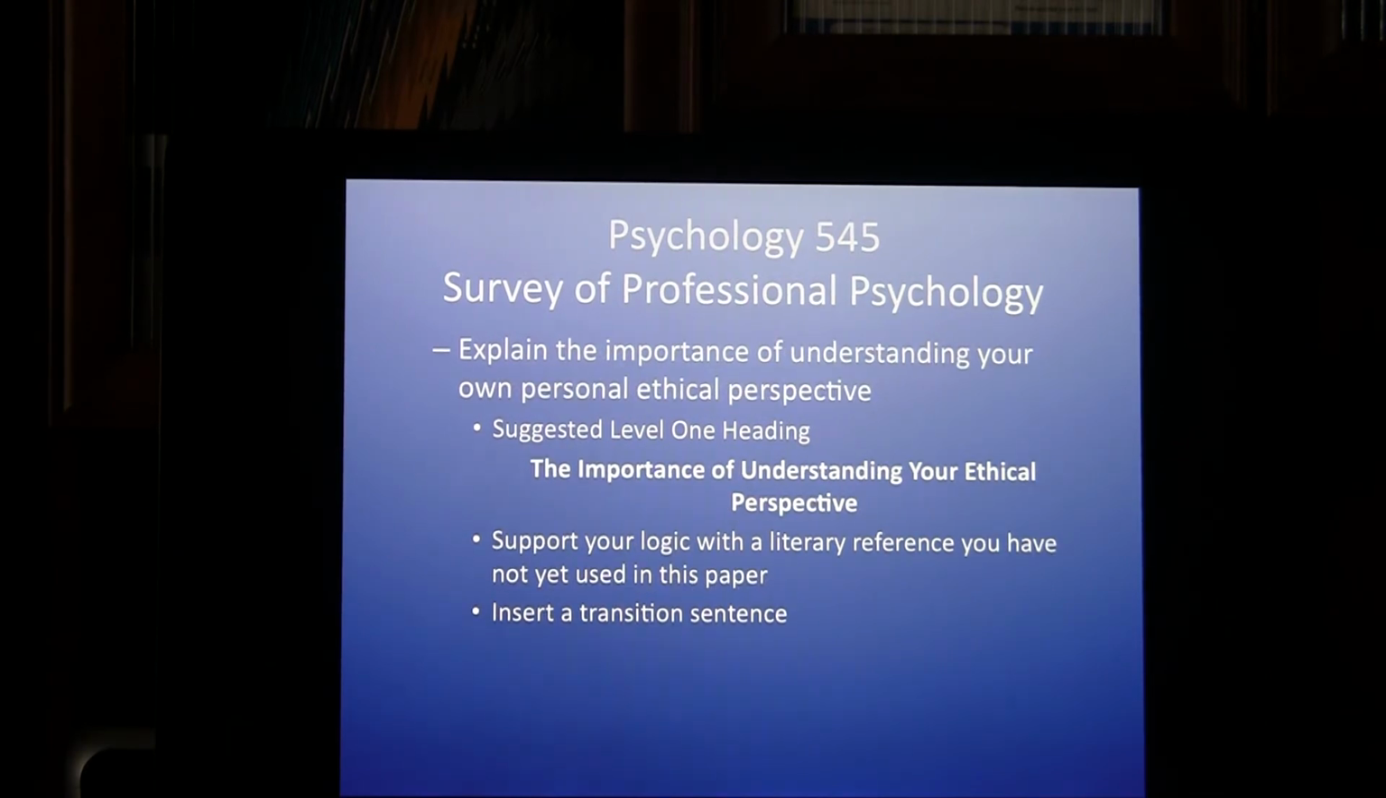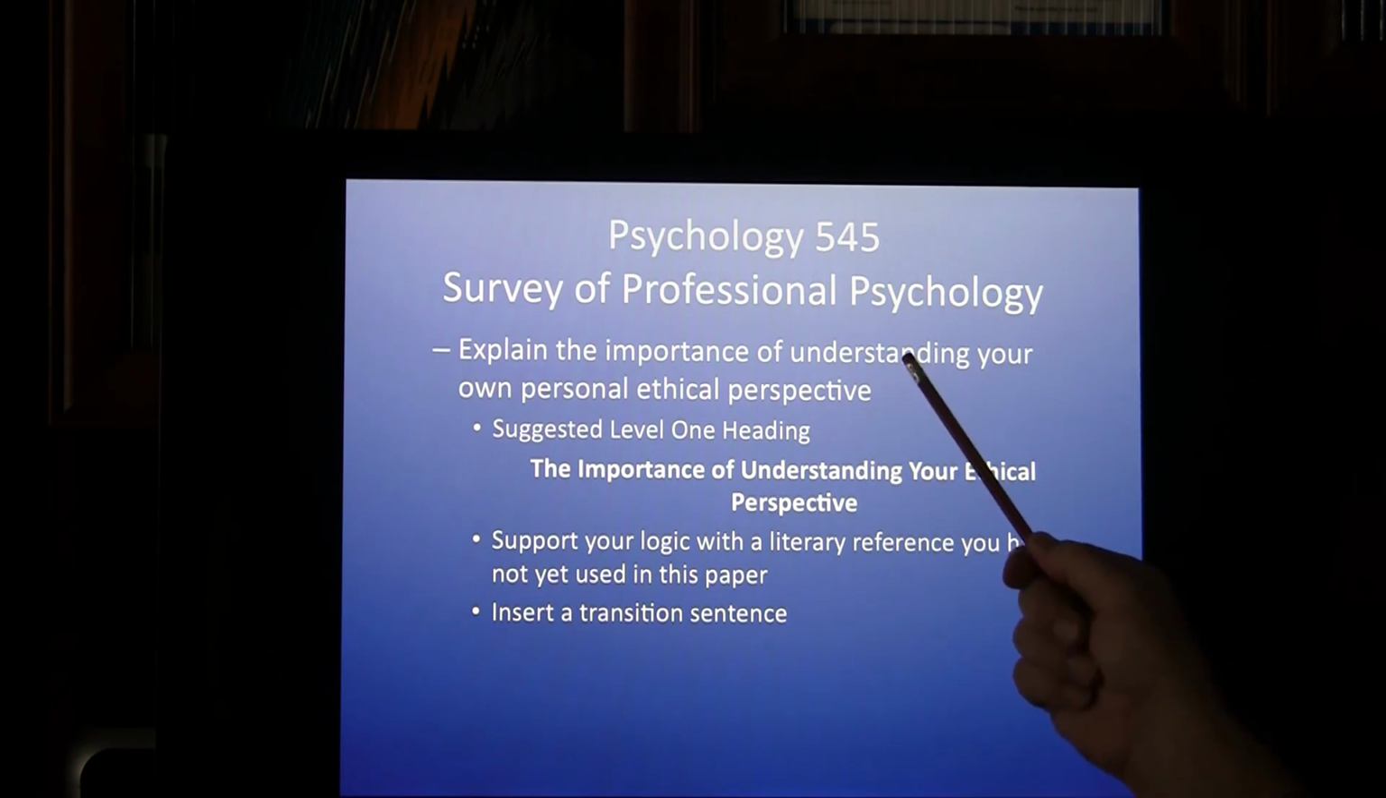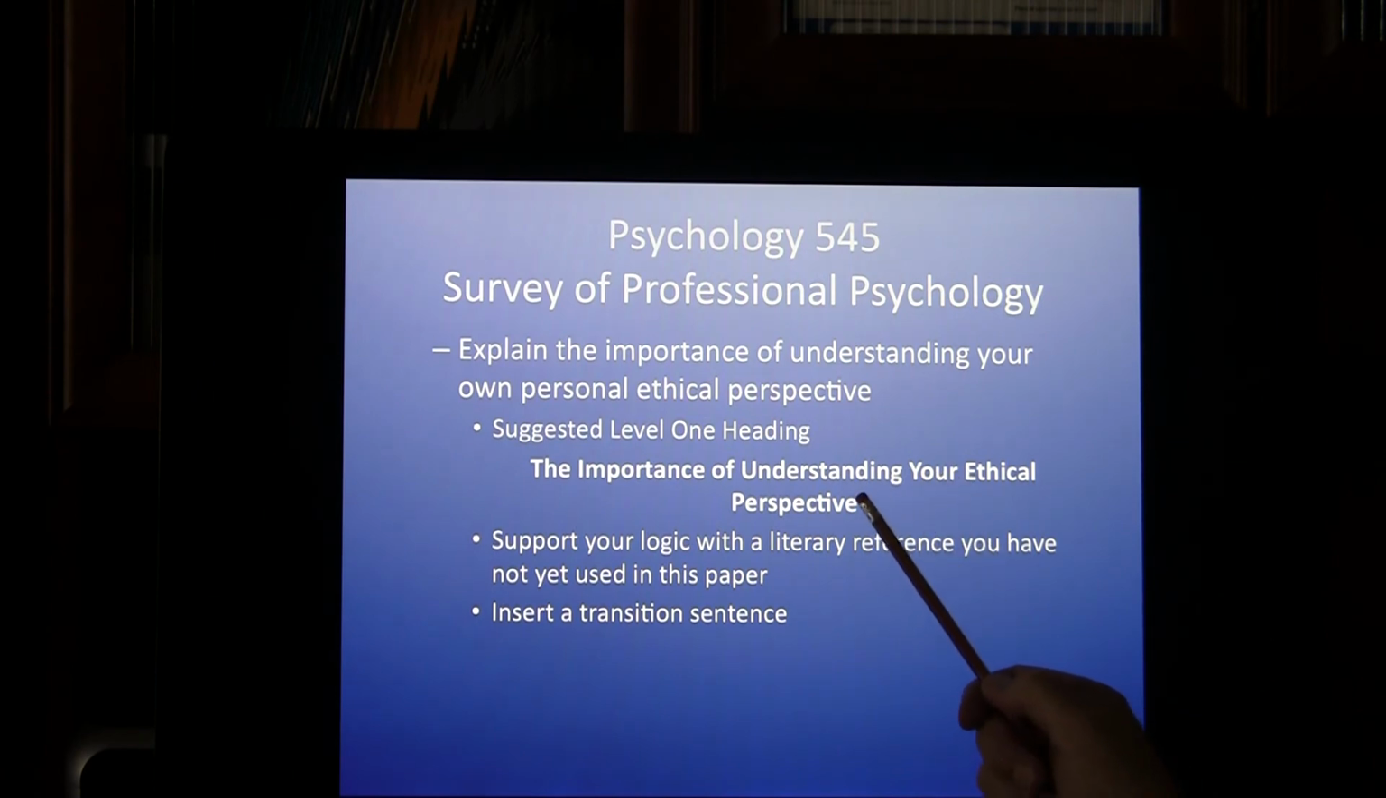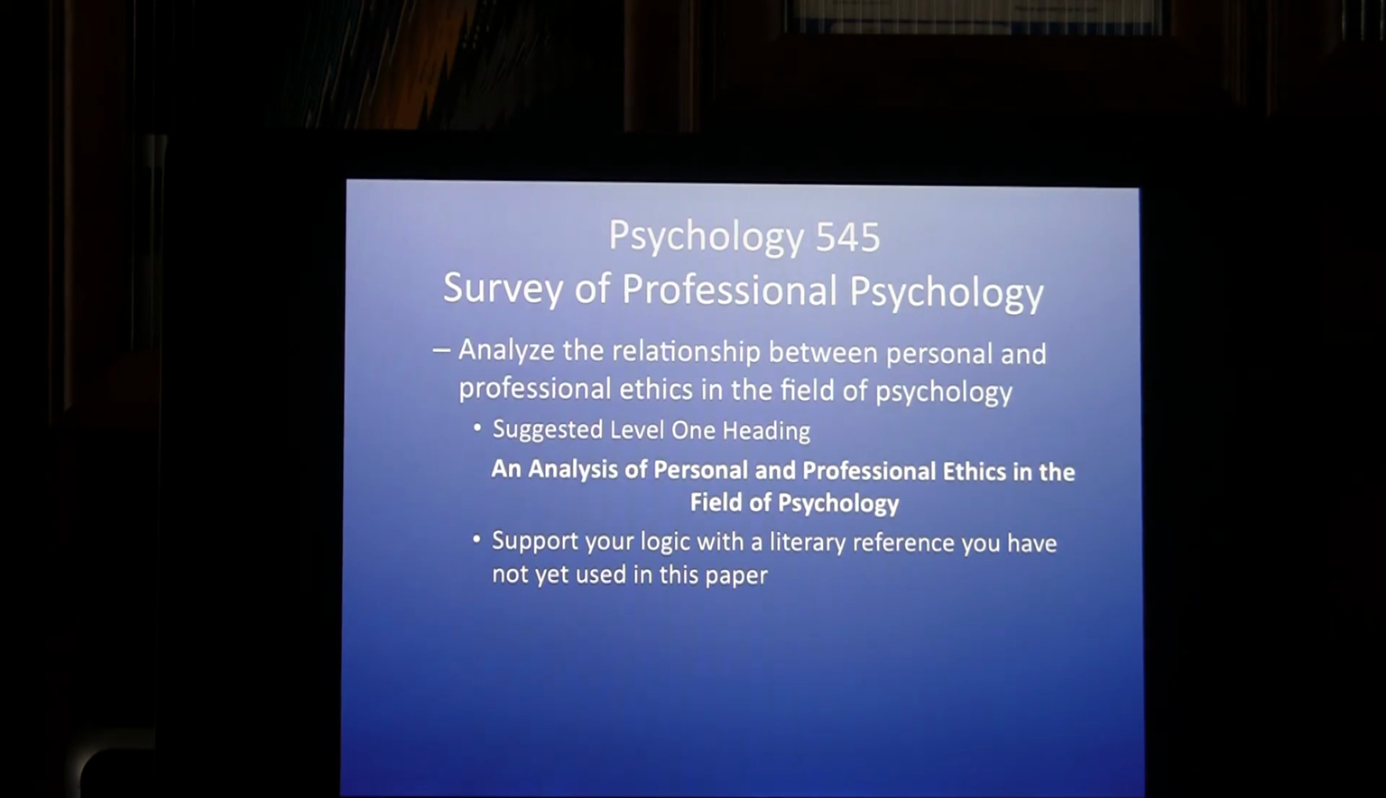The next objective reads, explain the importance of understanding your own personal ethics perspective. Here's again a level 1 heading, The Importance of Understanding My Ethical Perspective, directly from the objective for the paper, double-spaced, mixture of capitalized and lowercase letters, bold, no period. Now, what I need you to do also is to use a literary reference that you haven't used so far in the paper. So don't use the Williams Institute for Ethics and Management in this particular main point. You need a brand new reference. And then insert a transition sentence and we can move on to the next objective.